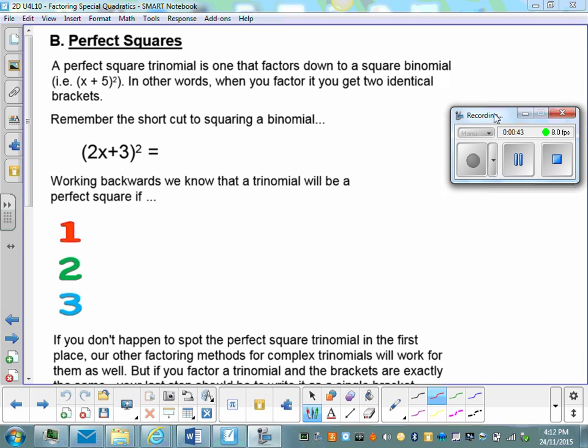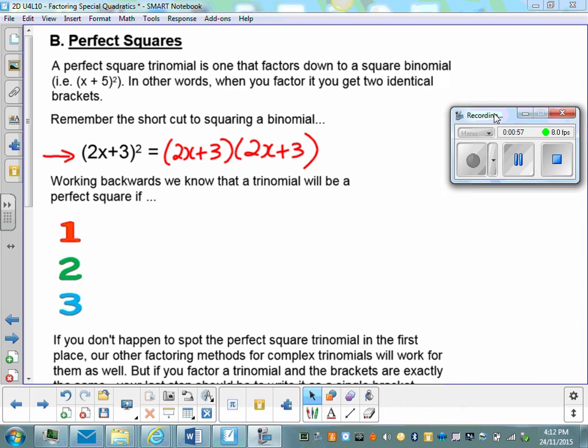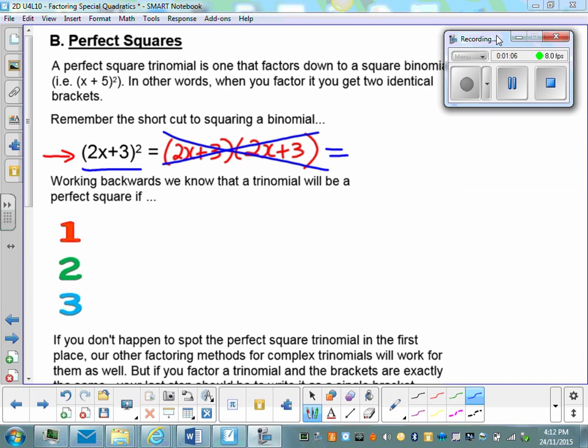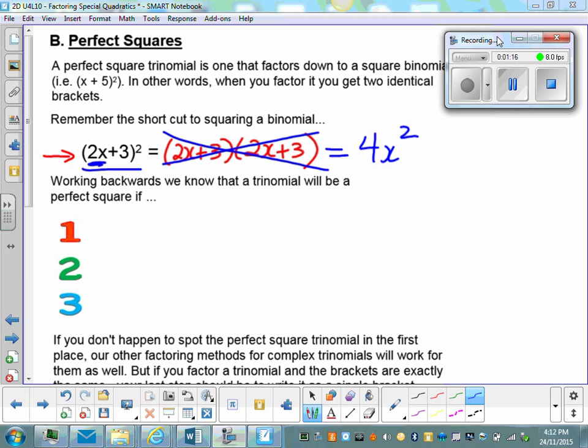we did questions like this, where we've got 2x plus 3 in a bracket squared. We know that that means 2x plus 3 times 2x plus 3. But we also learned a little bit of a shortcut to jump from here right to the answer. So the way we do that is we square the first term. So if we square 2x, we get 4x squared.